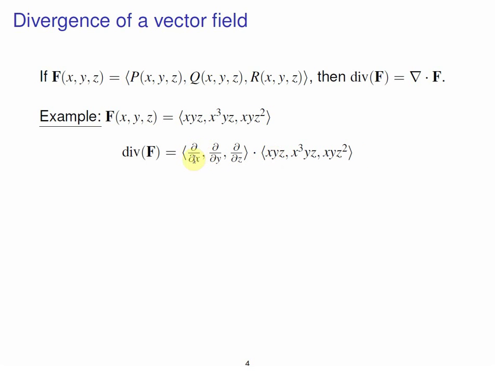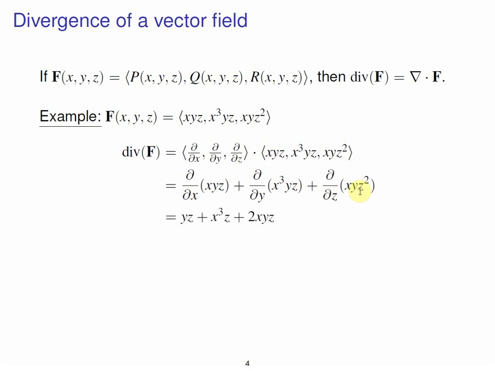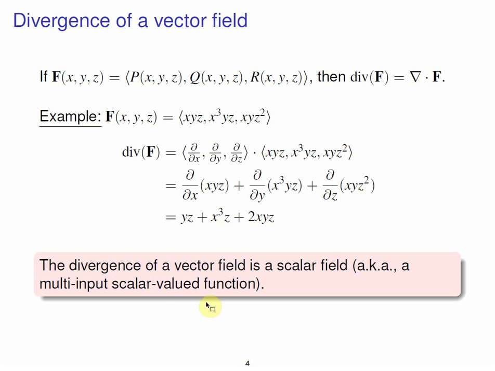That's not really times, just think partial derivative with respect to x of xyz. So I wrote that in, partial with respect to y of the second component, partial with respect to z of this third component right there. And I just computed some partial derivatives, and of course at the end you get something like this. Now notice this is not a vector field. We're adding these things together. A dot product does not give you a vector, it gives you a scalar. So notice that the divergence of a vector field is a scalar field, or that the divergence of a vector field is a multi-input scalar-valued function.